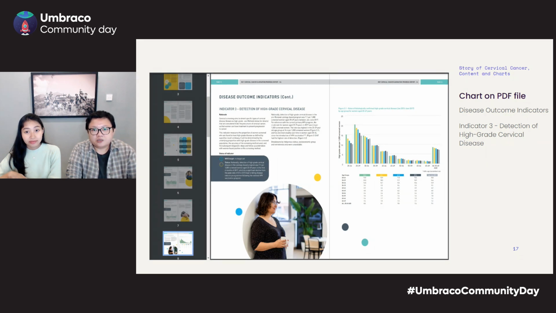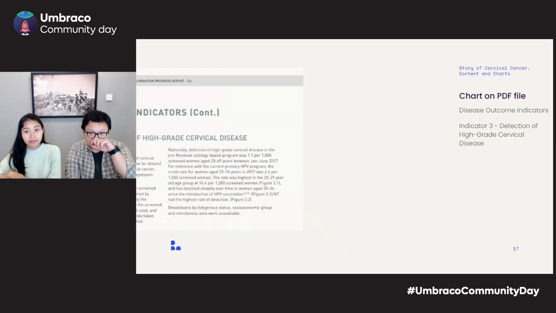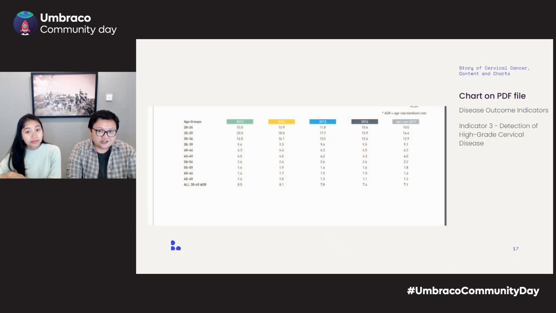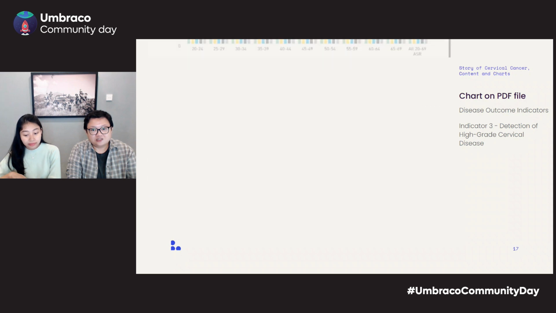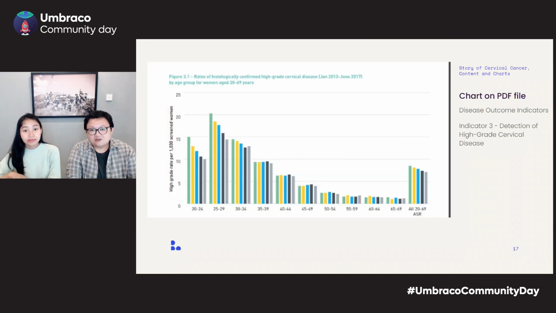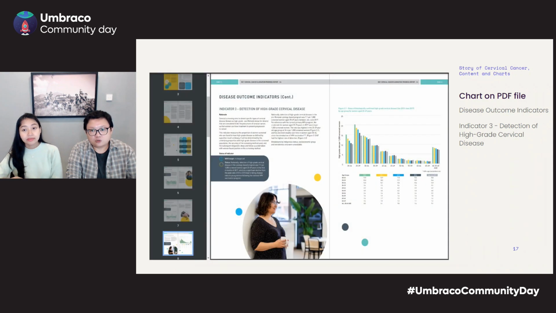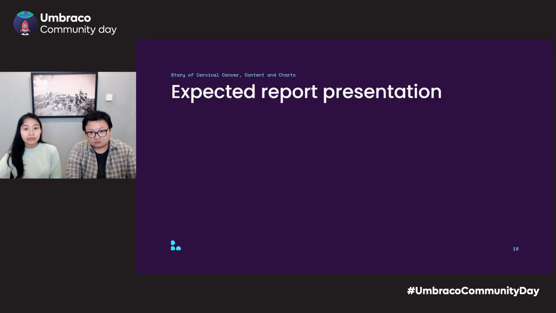This is a sample page for indicator 3, detection of high-grade cervical disease data. And as mentioned before, the PDF page reports contain text like this one, tables containing the values of visual data, and colorful charts, so it's easier to understand. From this PDF report file, what do clients expect for their new site? Well, they are expecting their new format to be easier to update.